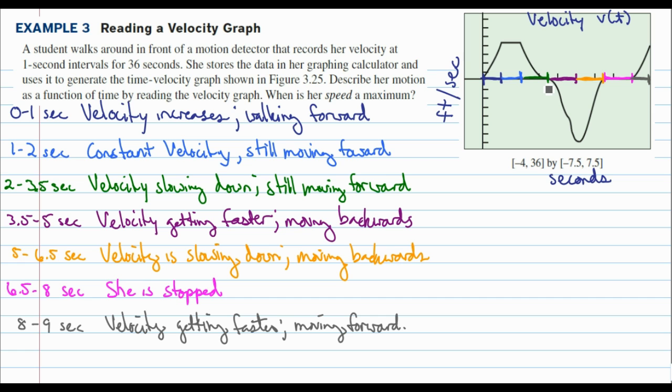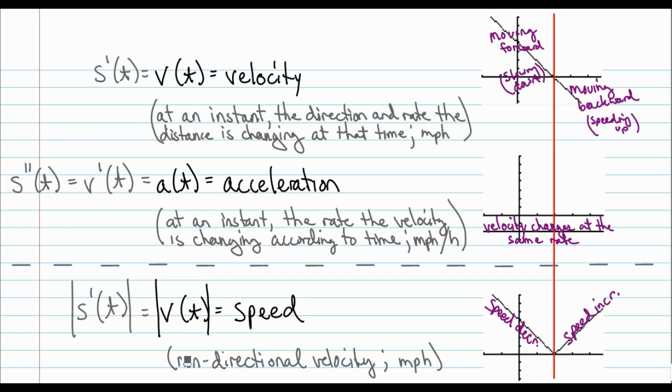So now let's answer the question. When is her speed a minimum? Well, speed is the absolute value of velocity. So here's our velocity graph in my little example. Speed is the absolute value, so all negative y values are going to become positive y values. We have a partial reflection over the x-axis there.